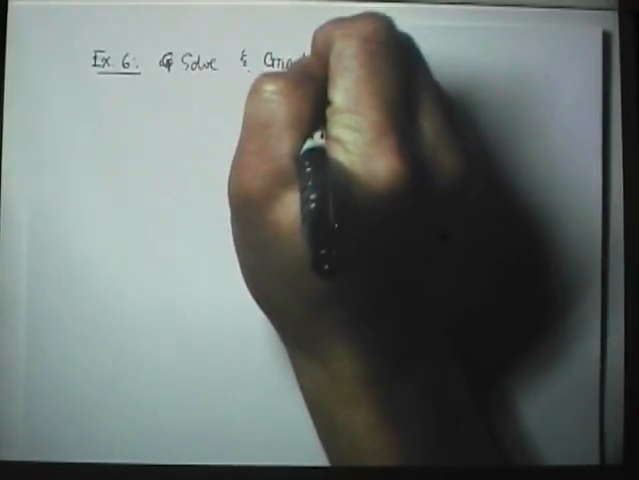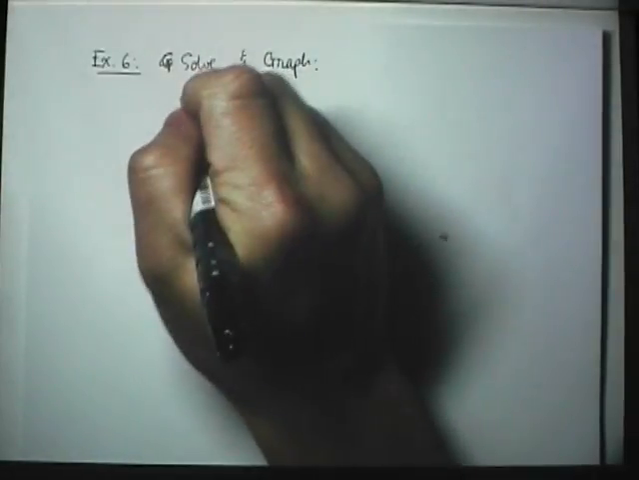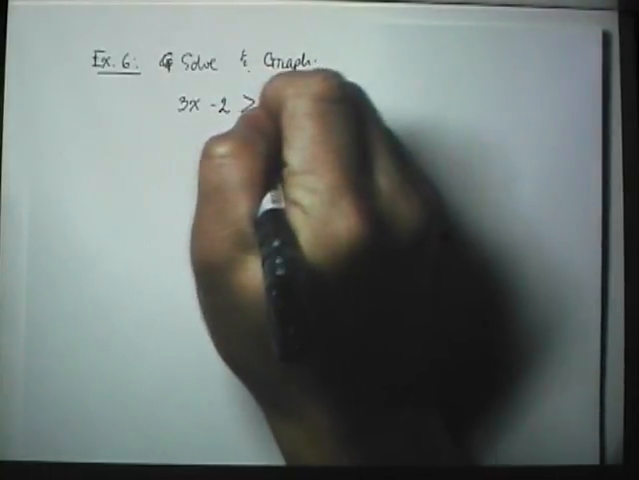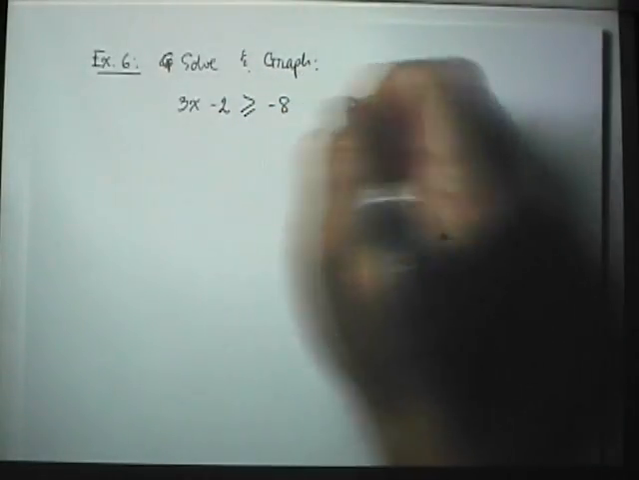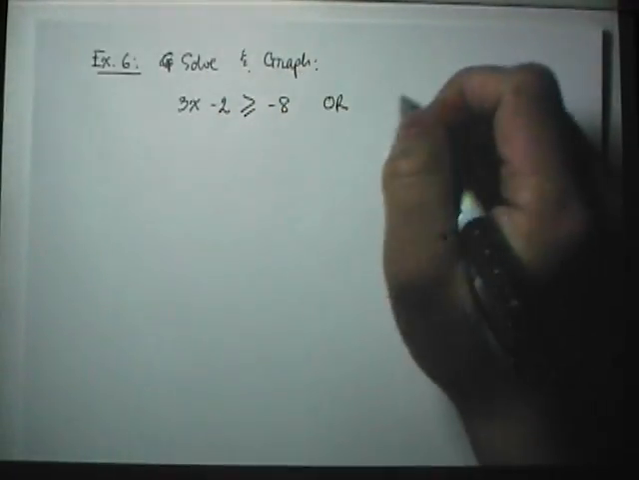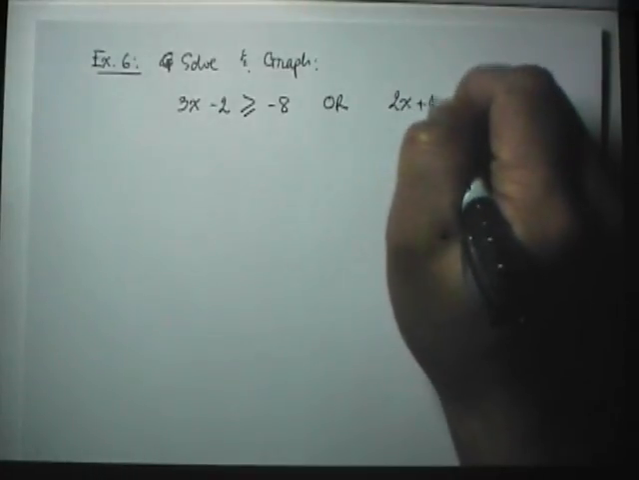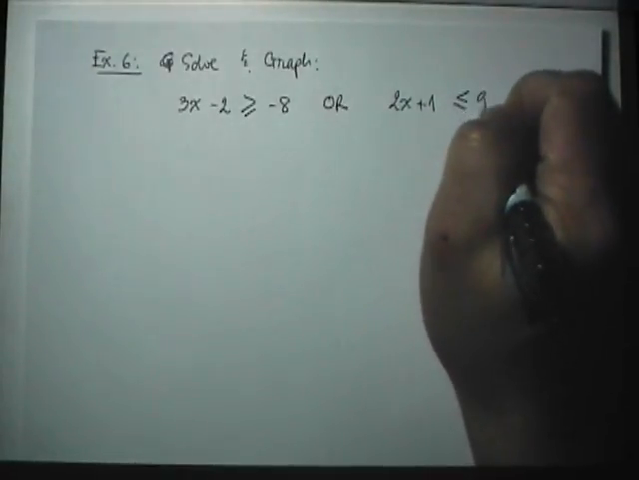And then the last one, the last example. Once again, we want to solve and graph. And what I have here is 3x minus 2 greater than or equal to -8, or 2x plus 1 less than or equal to 9.